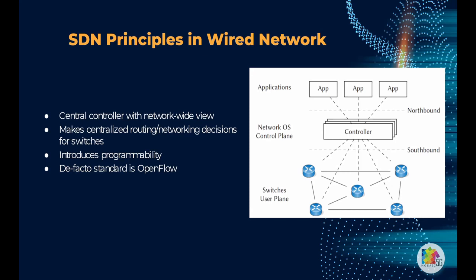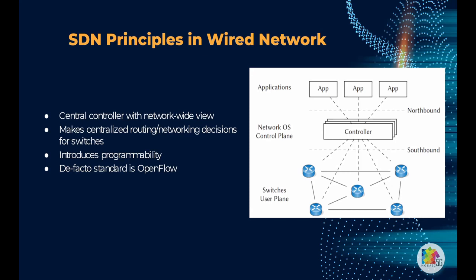From the controller, you can get the network topology, the whole topology. You can make centralized routing or networking decisions. For each switch, for each flow, you can make a decision. You have programmability because of the northbound interface. You can have some logic here through which you can control the switches. The protocol, the language from the application to the controller is different from the controller to the switches. Two different languages, two different protocols, completely different.